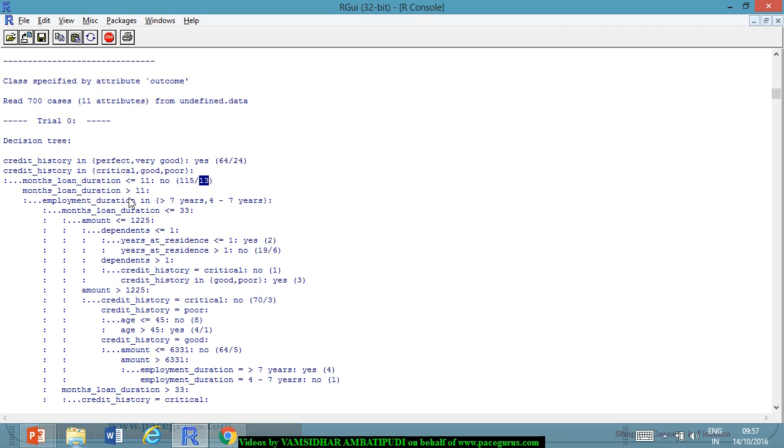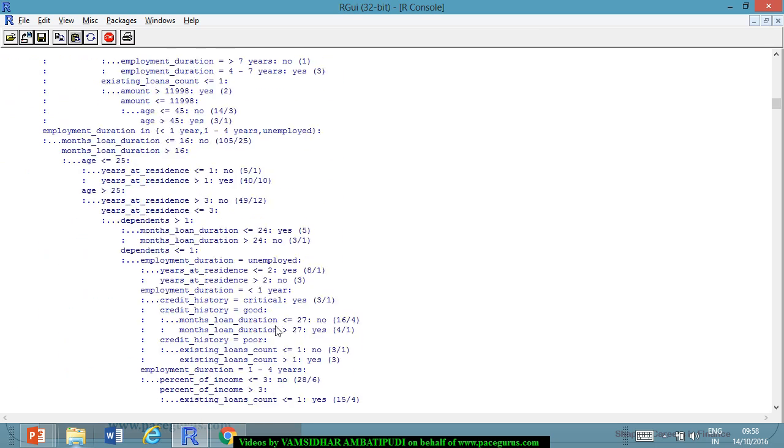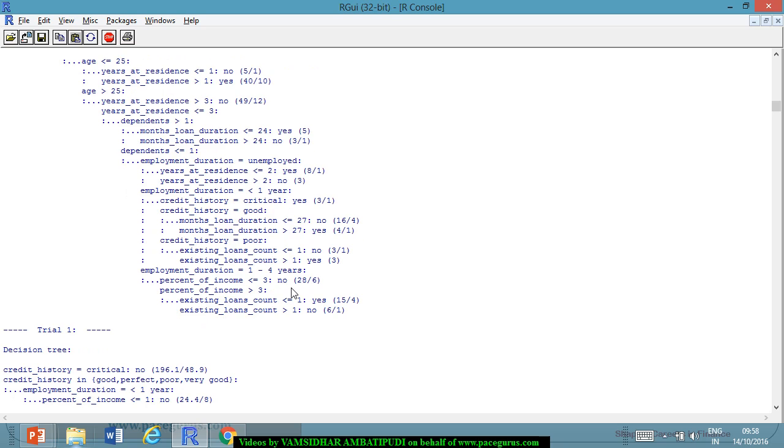Whereas when it has gone to month loan duration greater than 11, then again a check has been done on employment duration: is it greater than 7 years or 4 to 7 years? And again within that group we have seen another classification. The month loan duration is less than 33 months, the amount borrowed is less than 1225, and dependents is less than or equal to 1. It has gone to that kind of a breakdown of the tree using the various variables. So the tree got broken down to this extent in your first trial.